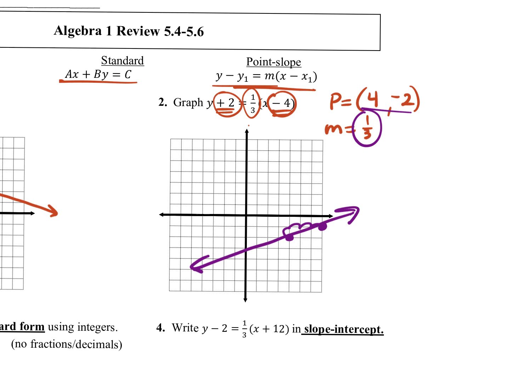Okay, so if it's in point slope form, this is supposed to be helpful for you. You have a point and a slope, right? If it's in point slope form, that's the two things you have. Plot those two things.